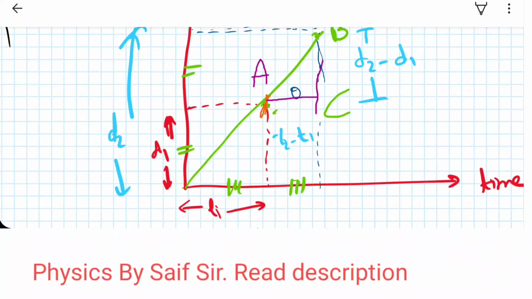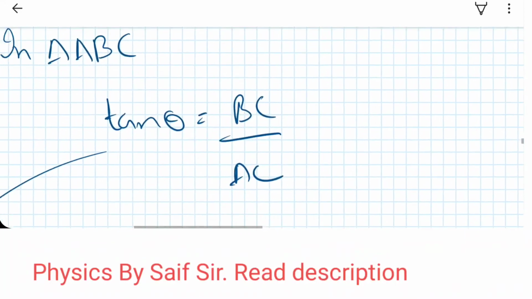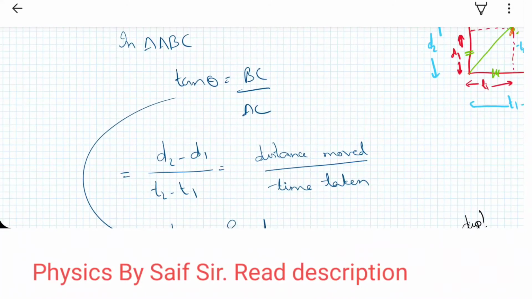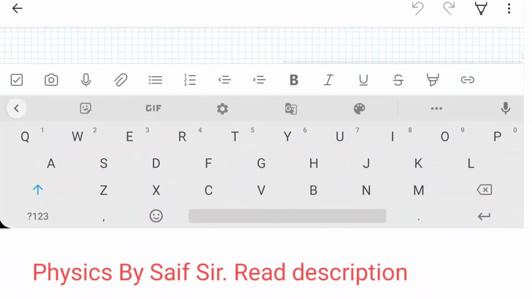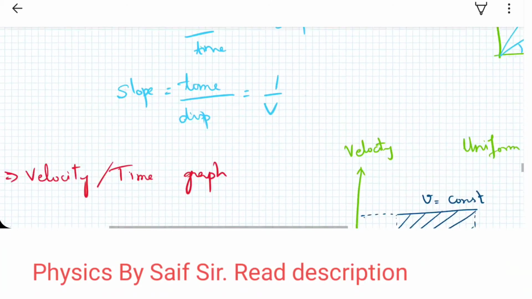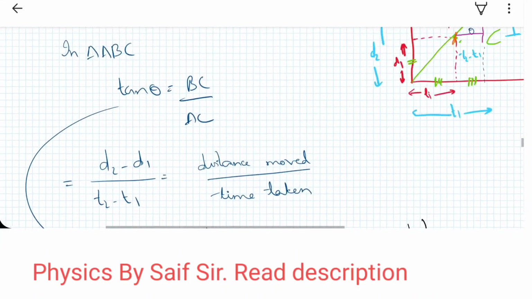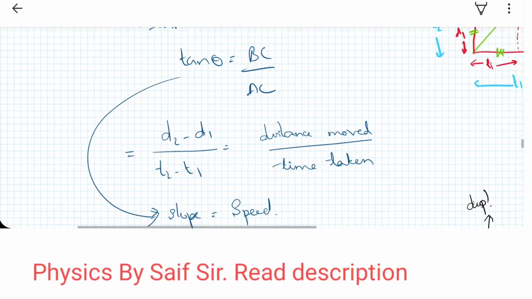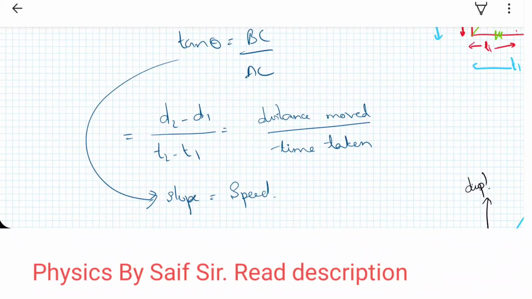So when you consider this triangle ABC, tan theta is equal to BC by AC. Here BC is d2 minus d1, and AC is t2 minus t1. So d2 minus d1 is the distance moved, and t2 minus t1 is the time taken. We already know the formula for speed. Speed is equal to distance by time. So here the slope, tan theta, is equal to distance by time, which is the speed.